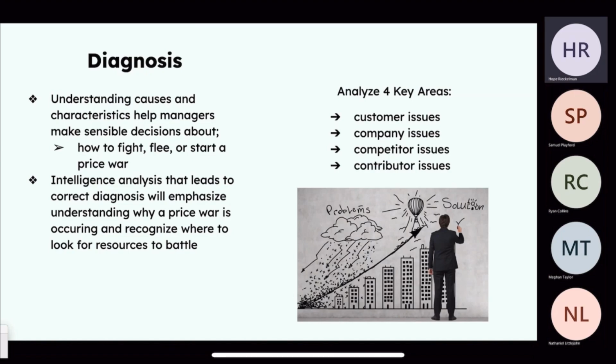Intelligent analysis that leads to correct diagnosis will emphasize understanding the opportunities for pricing actions based on current market trends, and responding to competitors' actions based on the players and their resources. So businesses should analyze four key areas: customer issues, company issues, competitor issues, and contributor issues.